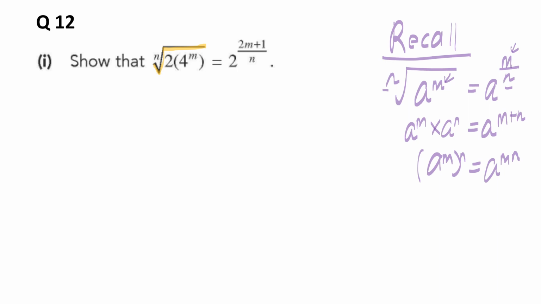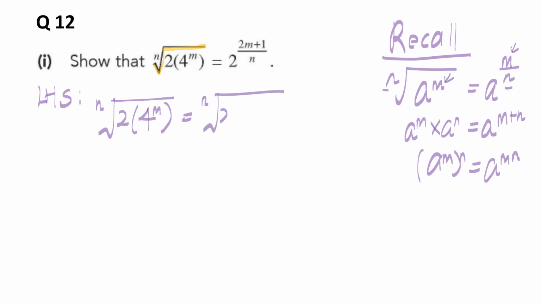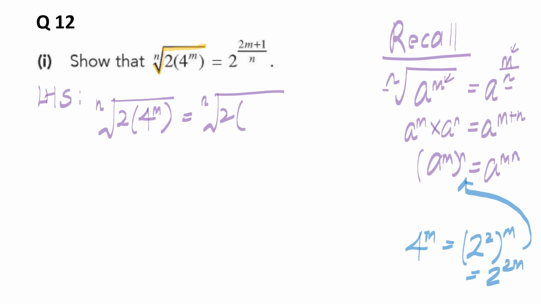Okay, let's start with the left-hand side. The moral of the story is we will always try to work out whatever is inside the bracket. In this case, 4 to the power of m: you can express 4 as 2 squared, then bracket to the power of m gives you 2 to the power of 2m. So we are using this rule here. That gives us 2 to the power of 2m.